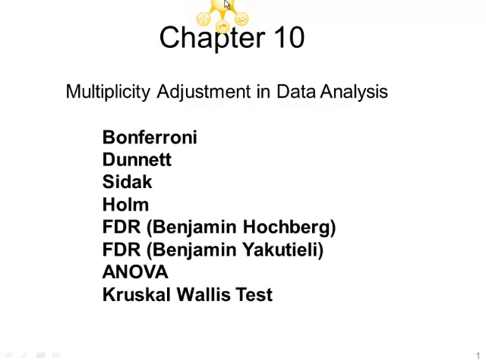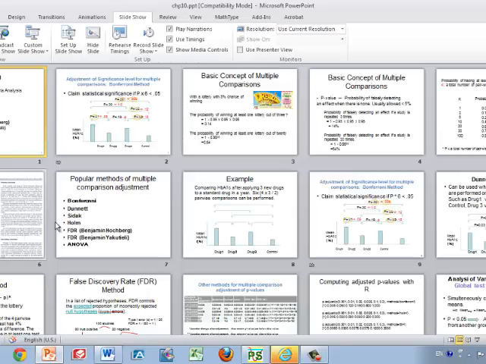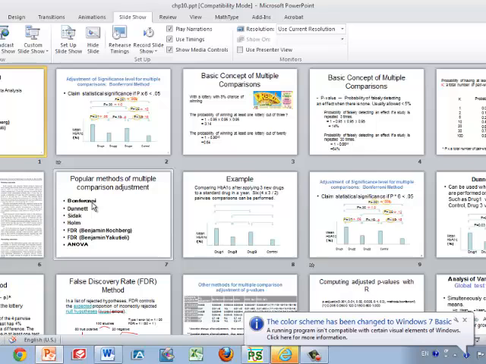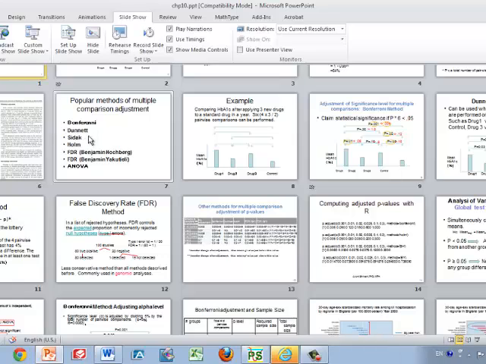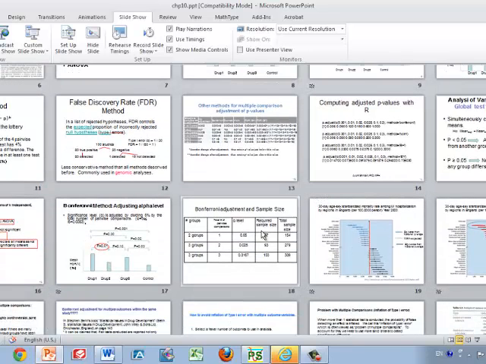So that's today's topic. In the first 5 slides, we will learn the concept behind multiplicity problems, and we will talk about methods to adjust p-values to deal with this problem. We will cover the Bonferroni method, Dunnett method, Sidak method, Holm method, and the recently popular false discovery rate adjustment. Finally, we will link these multiplicity problems to analysis of variance, and talk about how to apply this concept to sample size comparison. It will also show you how to compute adjusted p-values using our software.